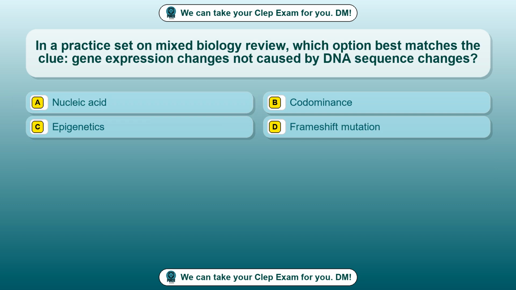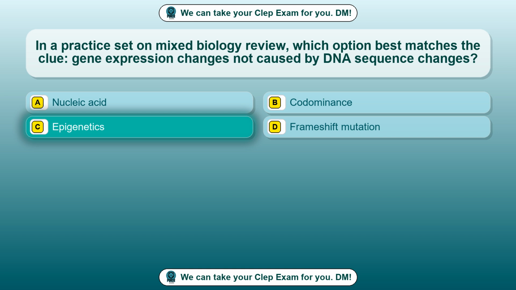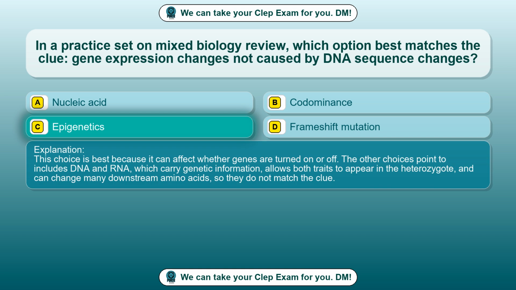Question 53. In a practice set on mixed biology review, which option best matches the clue "gene expression changes not caused by DNA sequence changes"? Option A, nucleic acid. Option B, codominance. Option C, epigenetics. Option D, frameshift mutation. The correct answer is option C, epigenetics. This choice is best because it can affect whether genes are turned on or off. The other choices point to includes DNA and RNA, which carry genetic information, allows both traits to appear in the heterozygote, and can change many downstream amino acids, so they do not match the clue.